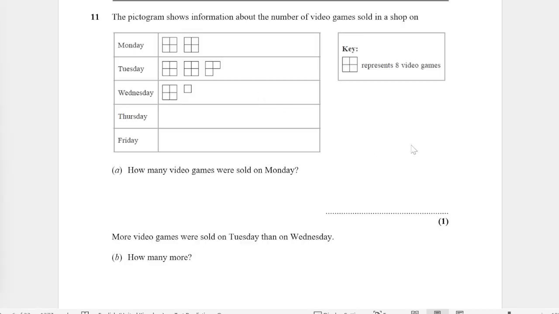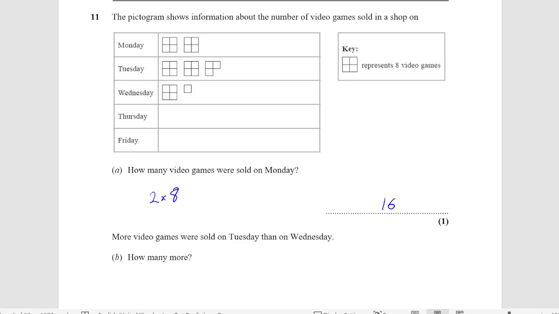Question 11. The pictogram shows information about the number of video games sold in a shop on Monday, Tuesday, Wednesday, and we're given the key: 1 square represents 8 video games. How many video games were sold on Monday? Well, we've got 2 full squares, so it's going to be 2 times 8, so we would have 16 sold.